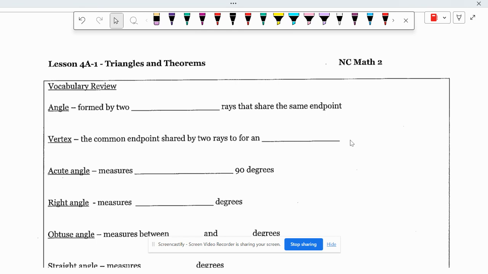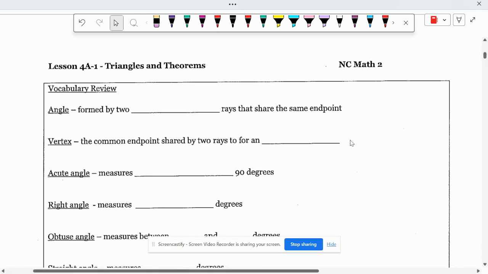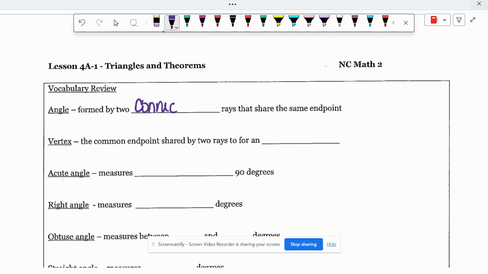The first vocabulary term that we have is the word angle. And we know that an angle is formed by two connecting rays that share the same endpoint. I'm trying to get my pen to work for us. There we go. Two connecting rays. Okay. So an example.